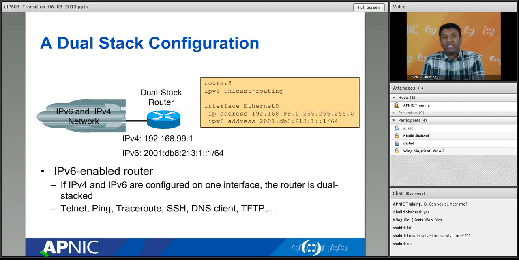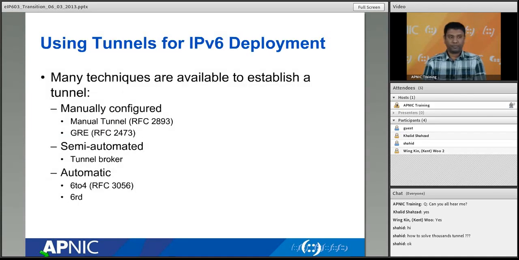So this is how you can build a dual stack machine. On the dual stack machine, the router now understands both v4 and v6 protocols, right? So when a packet comes to the router as a v4 packet, it will process it on the v4 routing table. If the packet comes as v6, it will process it on the v6 FIB table. That's how it works.